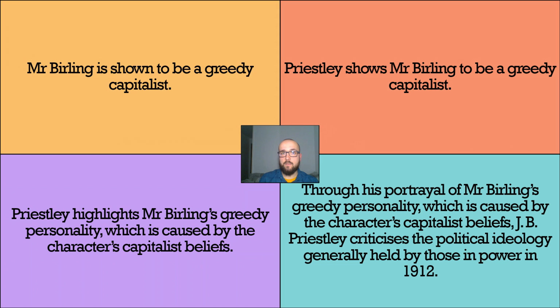So my 4 examples are: in the orange box, Mr. Birling is shown to be a greedy capitalist. In the red box, Priestley shows Mr. Birling to be a greedy capitalist. In the purple box, Priestley highlights Mr. Birling's greedy personality, which is caused by the character's capitalist beliefs. And in the light blue box, through his portrayal of Mr. Birling's greedy personality, which is caused by the character's capitalist beliefs, J.B. Priestley criticises the political ideology generally held by those in power in 1912.